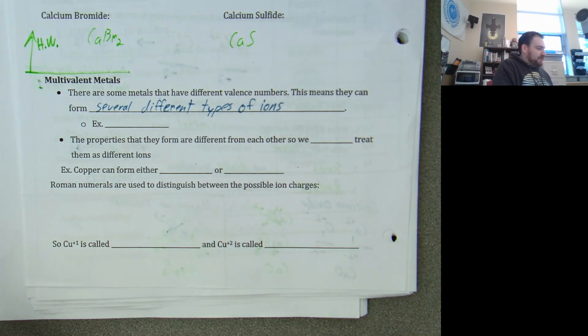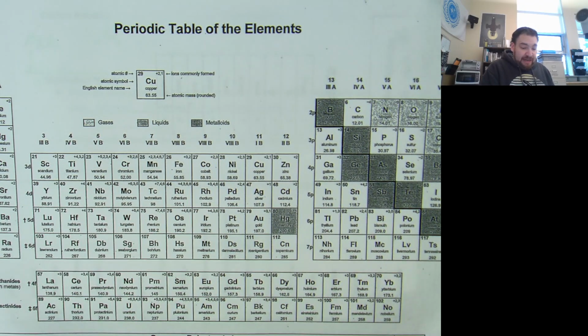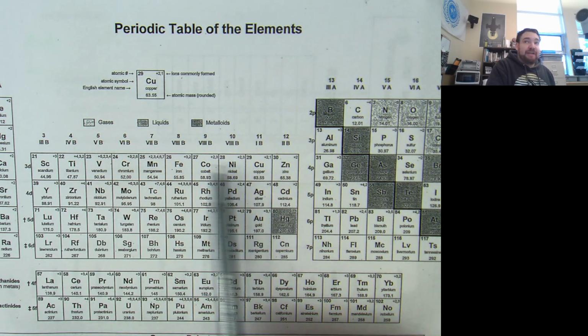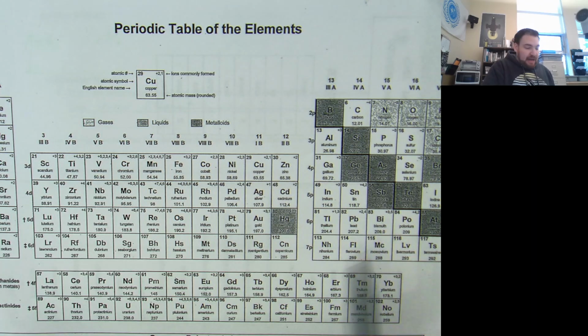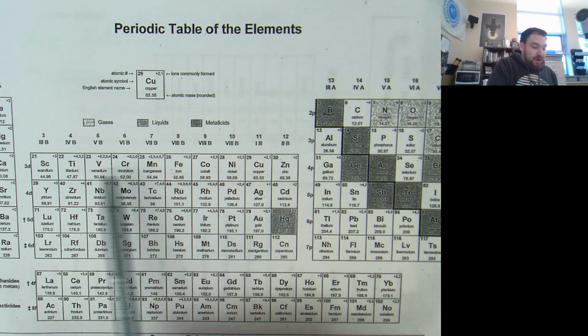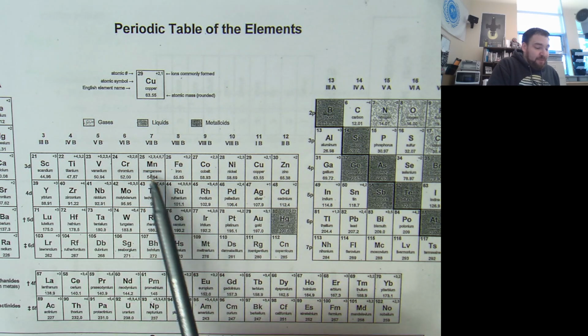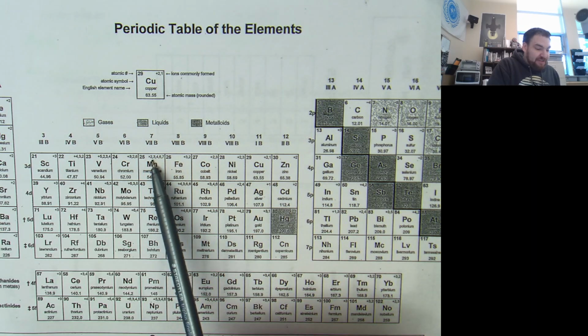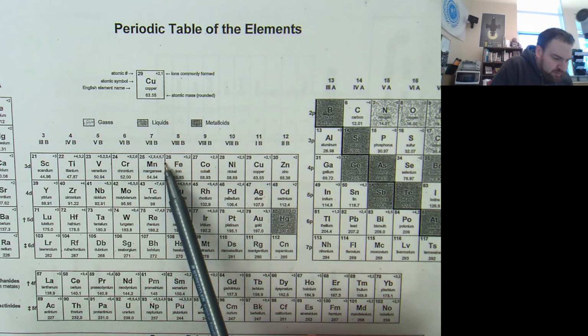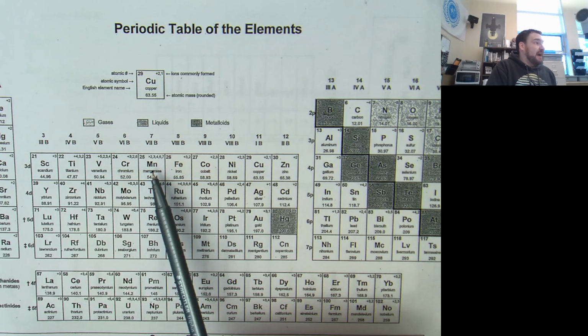So there's a ton of examples. The bulk of them, the most common ones, are found in this middle section right here. There's a few down here that do this, and some in the bottom 2 rows do it. An example would be manganese, this guy right here, Mn. You can see up here the valence numbers are 2, 3, 4, 6, and 7. So there's 5 different kinds of ions manganese can form.